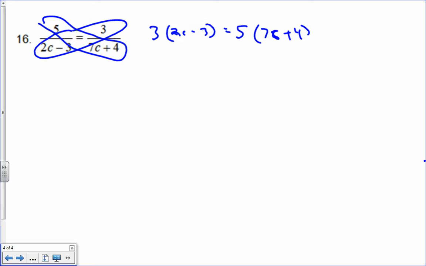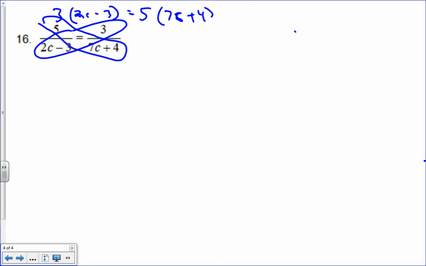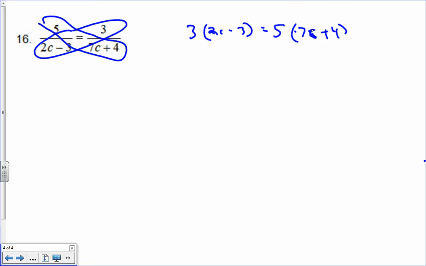Do my distributing property. Whoops. Come on. Okay. There. And there. This would be 3 times 2c would be 6c, minus 9 equals 5 times 7 is 35c plus 20.